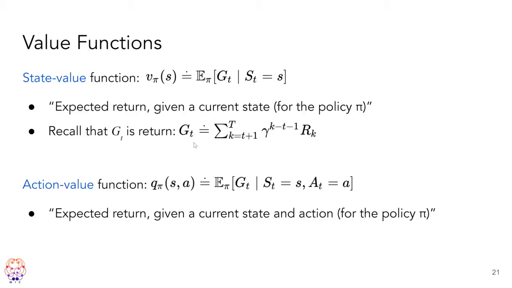So we also have the action value function. Now this, instead of just taking an S, also takes an A. So we have the action value function given the policy, and given S and A, it's the expectation of future return.